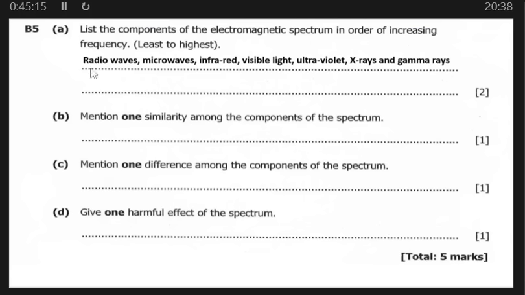So radio waves are memorized as ROST maze. Radio. Then microwaves, maze. Infrared is visible light, very. Then ultraviolet, unusual. X-rays, X-mass. Then gamma rays, gift. All right. So let's go to question B.